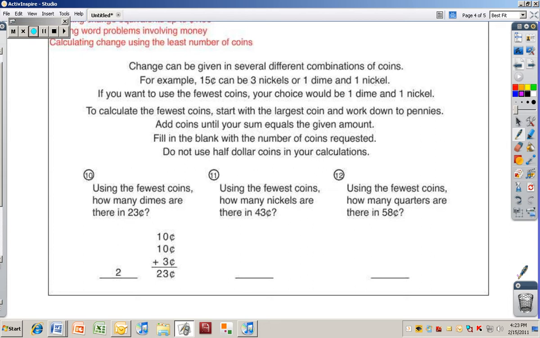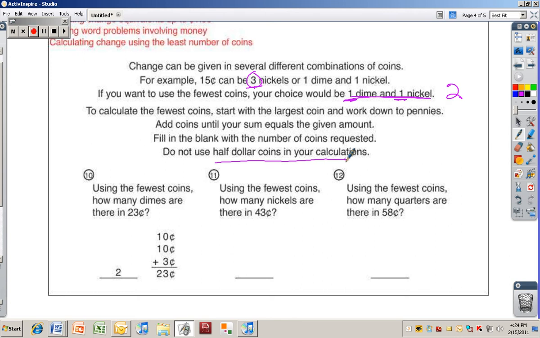If you want to use the fewest coins, your choice would be 1 dime and 1 nickel. 1 dime, 1 nickel, that's 2 coins. 3 nickels, that's 3 coins. This is fewer coins using the 1 dime and 1 nickel. To calculate the fewest coins, start with the largest coin and work down to pennies. Add coins until your sum equals the given amount. Fill in the blank with the number of coins requested. Do not use half dollars or dollar coins in your calculations.